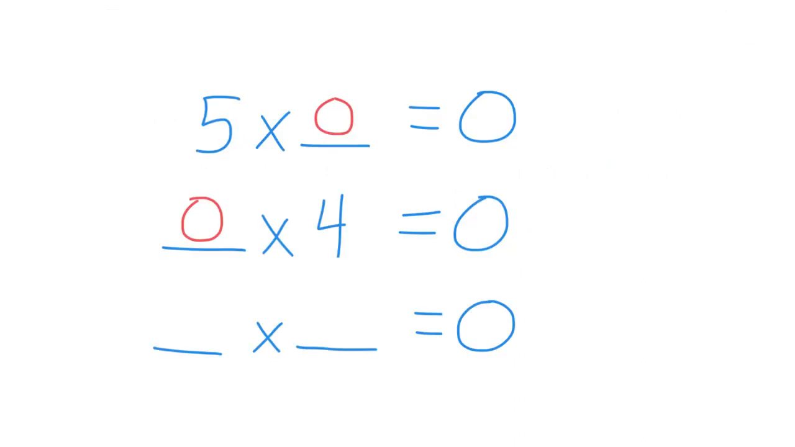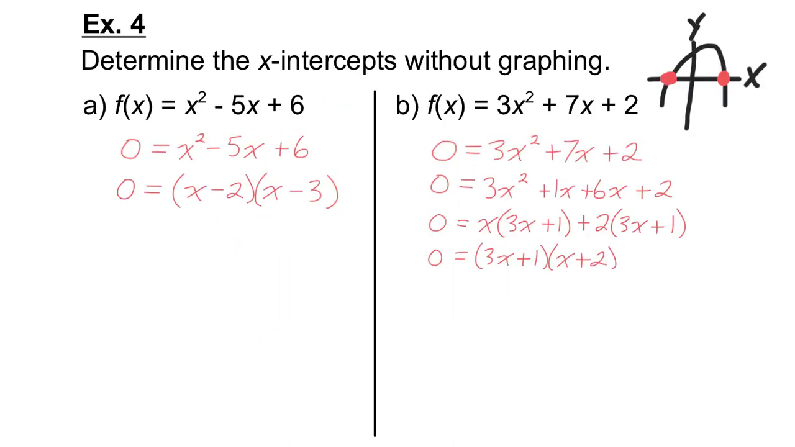It's like this. I know that 5 times 0 is 0. I know that 0 times 4 is 0. Any number times 0 gets an answer of 0. So if I'm multiplying two things and the answer is 0, well, either this is 0 or this is 0, or they're both 0. So it's the same here. Either x minus 2 is equal to 0 or x minus 3 is equal to 0.